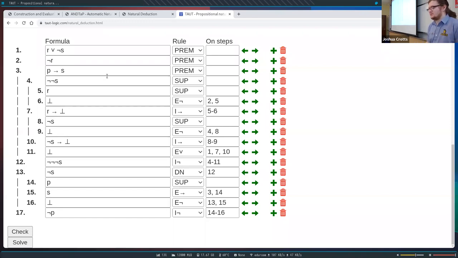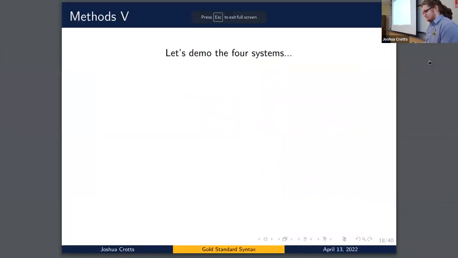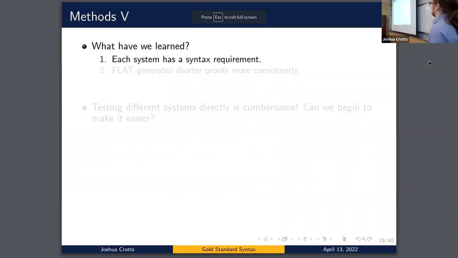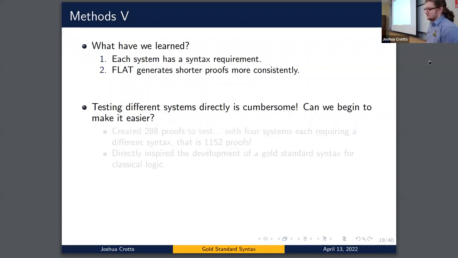One immediate thing that we noticed is that almost all these systems do proofs by contradiction or indirect proofs when they really don't need to. So let's jump back into the presentation. What did we learn? Well, as you may have noticed, each system has its own syntax requirement. Each one has certain symbols that it can use and understand. But we also noticed when we were testing that Flat generates shorter proofs more consistently, proofs that students can understand and digest. And importantly, it's very cumbersome to test systems very quickly.